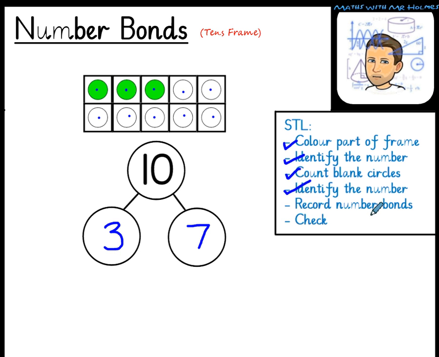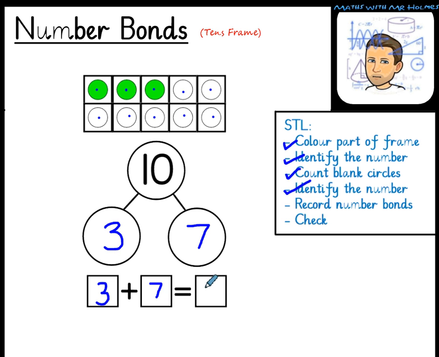The next step is very important. We're going to record our number bonds, and we're going to do that using an addition sentence. So we have 3 add 7 equals 10.